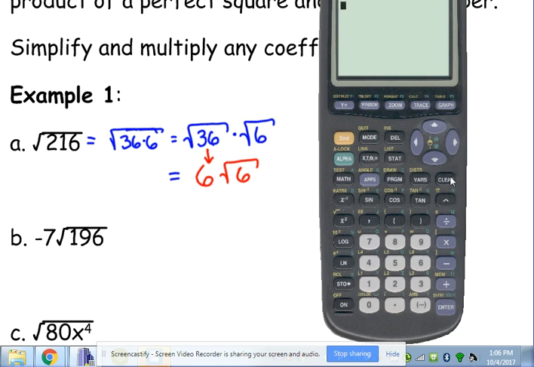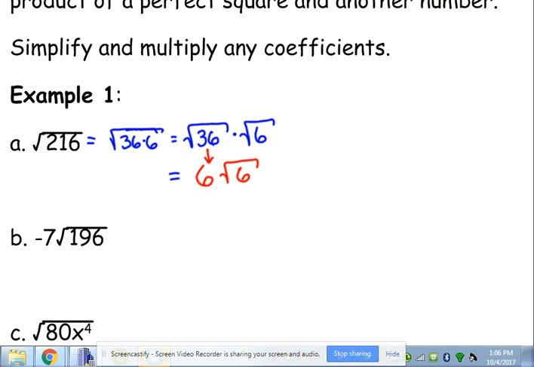Guess what? You can check it, all right? Type in the square root of 216. Look at that decimal. Type in 6 square root of 6. Make sure it's the same decimal, okay? You may not have the fully simplified version, but at least it is an equivalent version, okay?